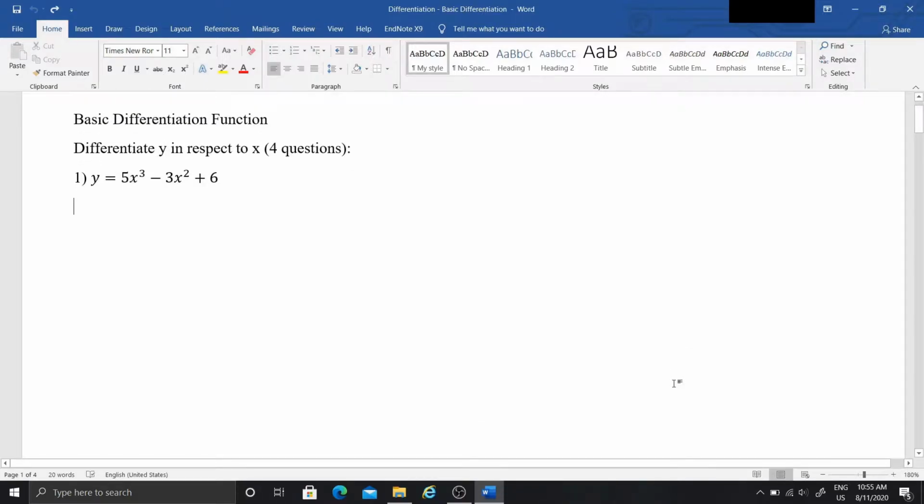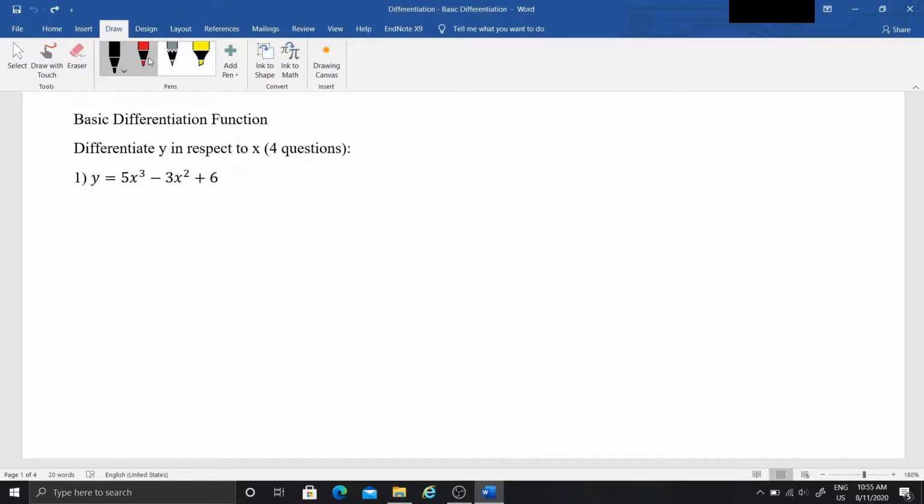Before differentiating this function, we have to write down our basic equation first, which is y equals ax to the power of n. When we differentiate it, we get a times n, x to the power of n minus 1. By using this formula, we can solve the differential equation.